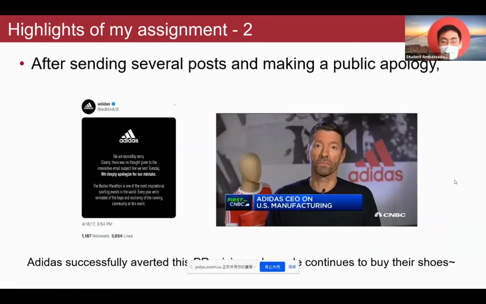However, Adidas took very quick and efficient actions to prevent this crisis from bringing harm to the company. What they did is very simple. They sent several posts on Twitter and made a public apology. Here, the CEO himself did the apology. And in the end, Adidas successfully averted this PR crisis, and people continue to buy their shoes until today.